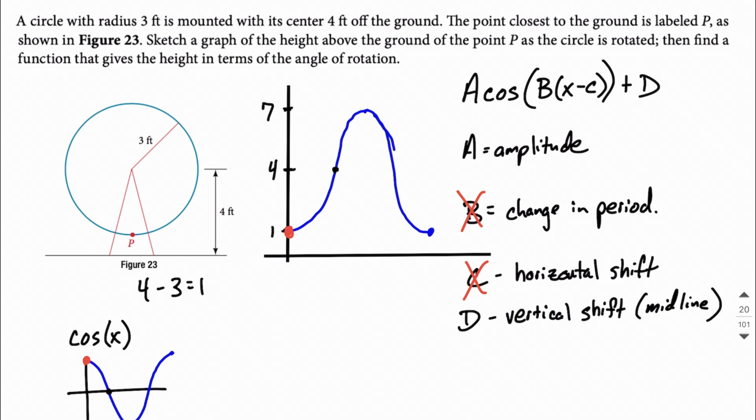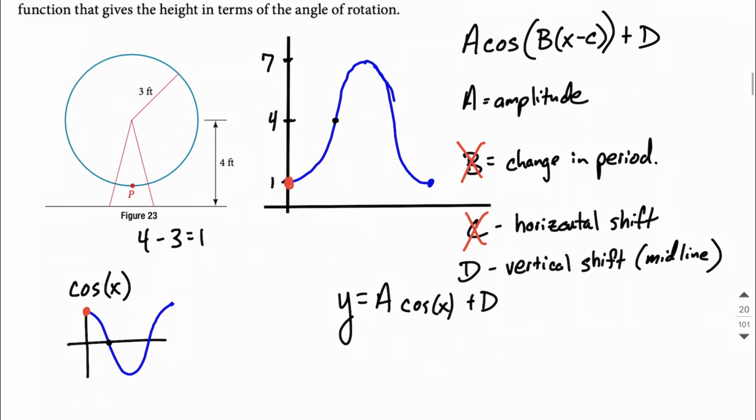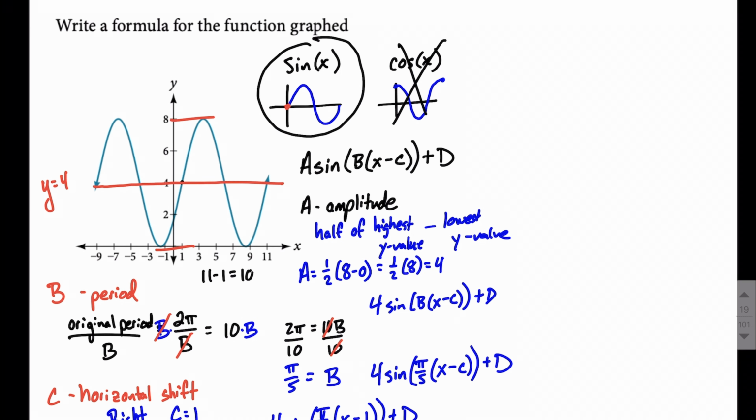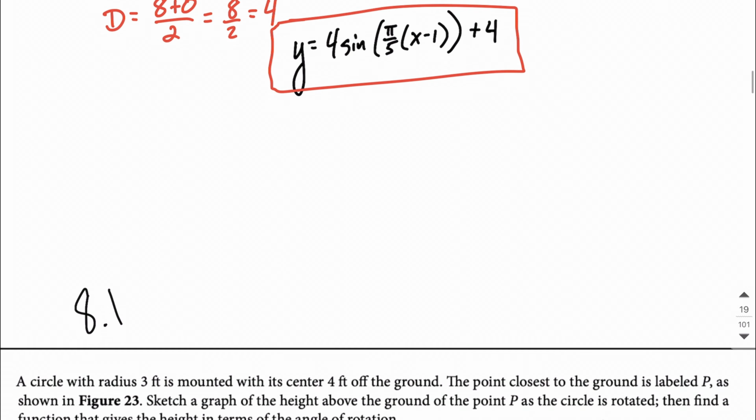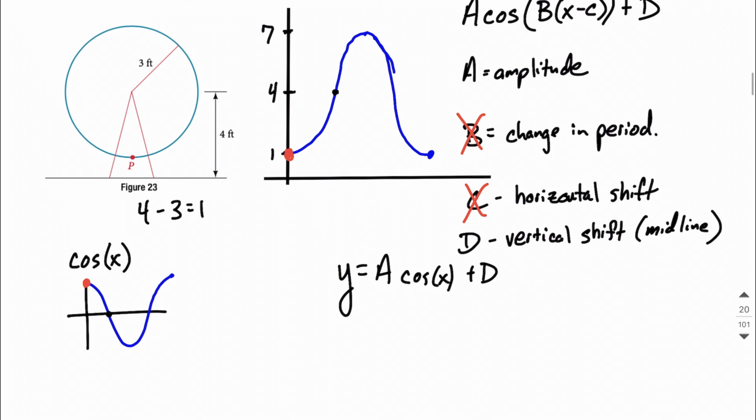So really, we've simplified this. We need y equals a times cosine of x plus d. So really, we need to find a and d in our case. So let's work on this. Let's find A first, A being the amplitude.